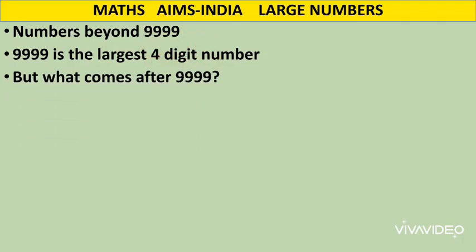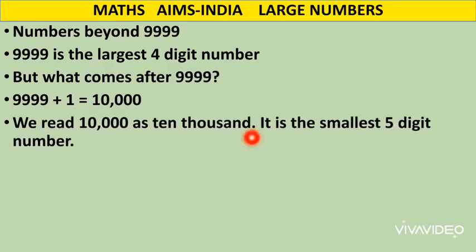But what comes after that number? How do we find out the number which comes after this? We add 1 to it. We add 1 to this 9999. And here we got a 1, 2, 3, 4 and 5 digit number. What did we get children? 5 digit number. This number is read as 10,000.